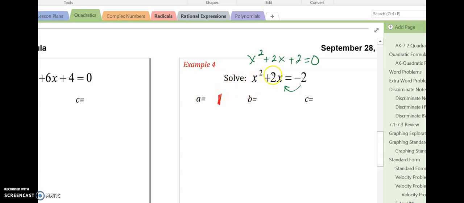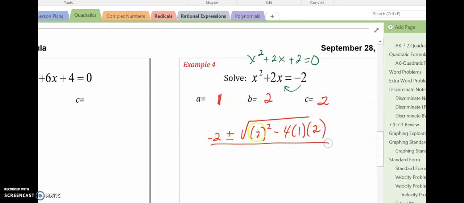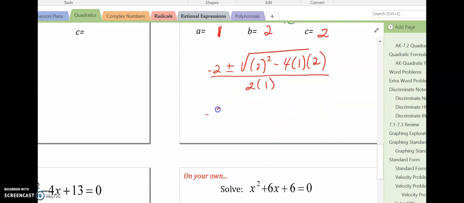1 is A. B, remember, is your +2. We move this over, so C is +2. We should be pretty good at this. The opposite of this is -2 plus minus square root. I'm going to take 2 squared minus 4 times 1 times C. And then I'm going to get 2 times 1. Okay. And now I'm going to get -2 plus or minus square root. And I'm going to get 4 minus 8, right? Because 2 squared is 4. 4 times 2 times 1 is 8. And I'm going to get -4 and then over 2.